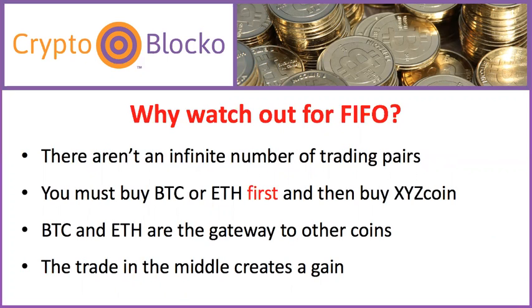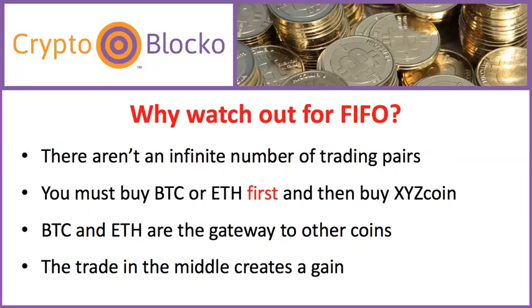All right, so watch out for FIFO. What does that mean? Well, there aren't an infinite number of trading pairs. You must buy Bitcoin or Ethereum first and then buy XYZ coin, for example. An infinite number of trading pairs would simply mean that whatever coin you want to sell and whatever coin you want to buy, there's a match on whatever platform it is. So there's a limited number, even though there are very, very many of them.